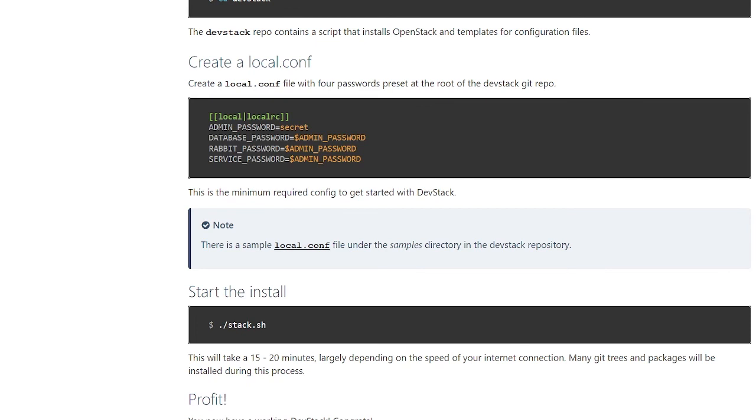These were some of the major issues that we faced while installing OpenStack.